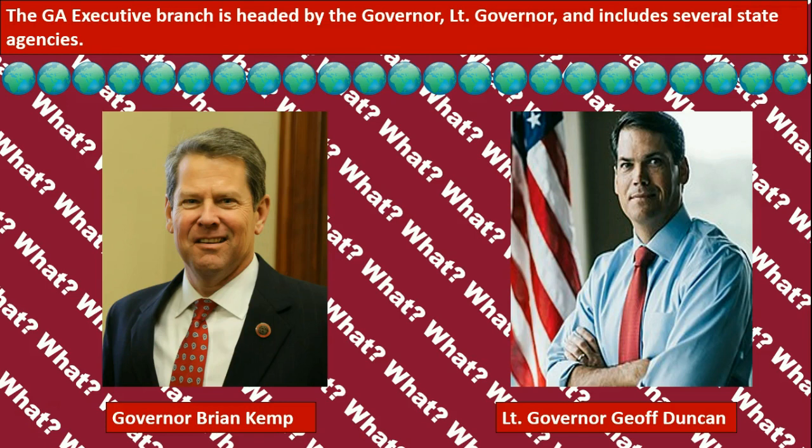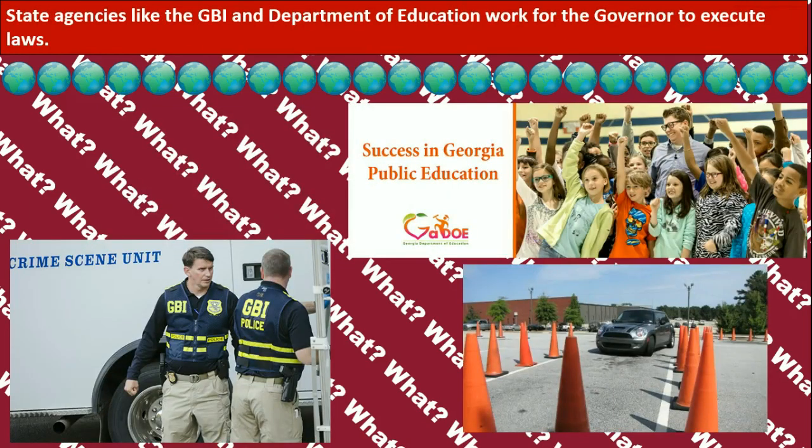To become governor or lieutenant governor, there are some qualifications. You must be at least 30 years old, a resident of Georgia for 6 years, and a U.S. citizen for 15 years. Georgia governors are term limited, which means that they can only be elected twice. The job of the executive branch is to enforce the laws.